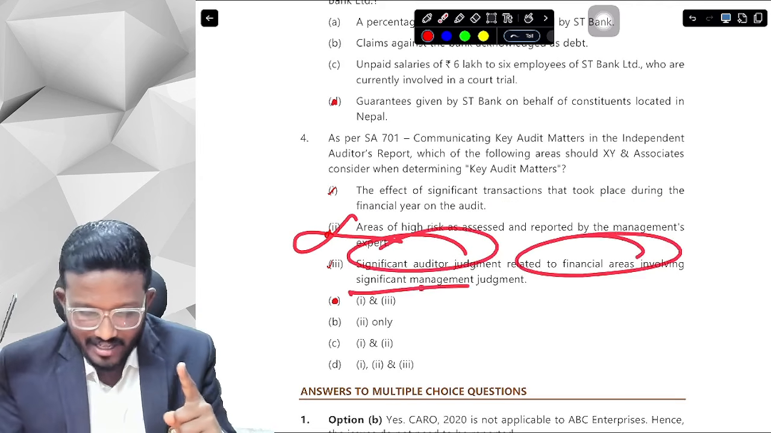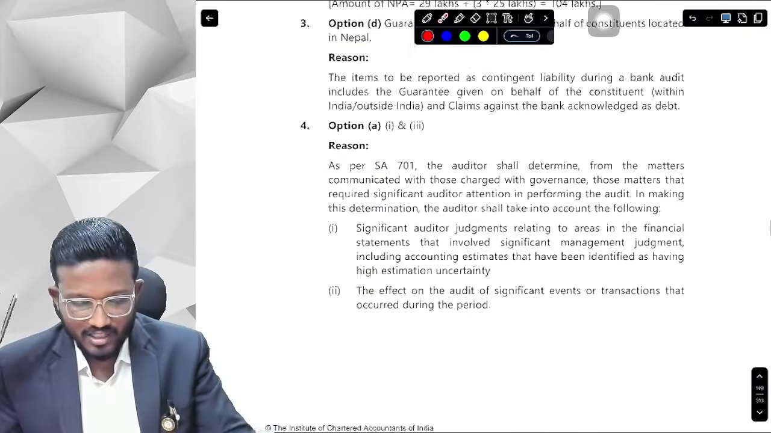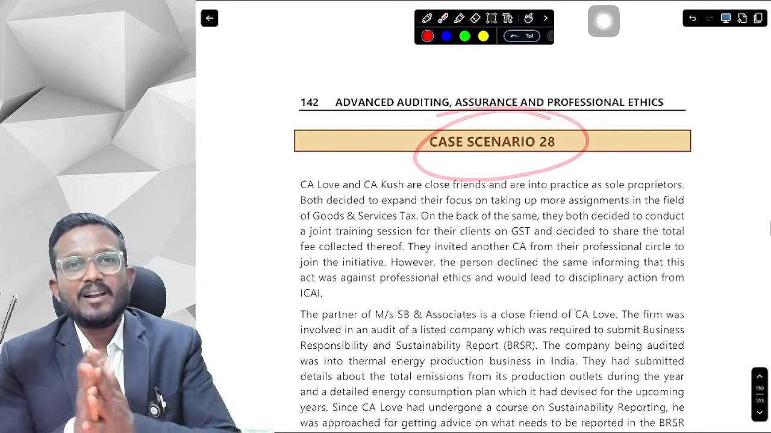Significant auditor judgment related to significant management judgment. Yes, this is also used. First and third are the answer. Okay, yes sir, this was your question number 27. Let's do question number 28.